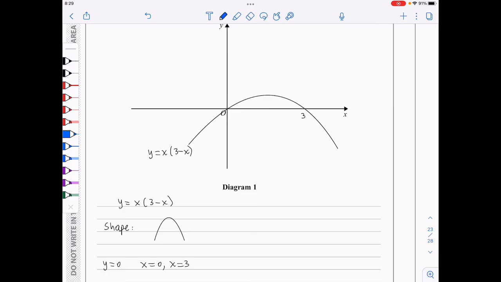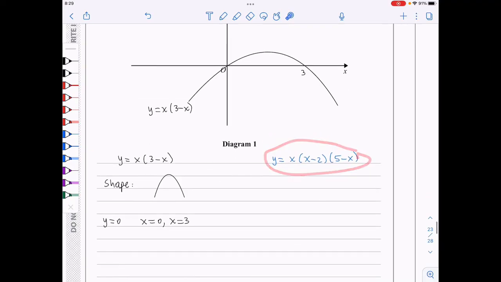On the other hand, we've got y is x(x minus 2)(5 minus x). Notice that if we expand this, it's going to be a cubic, of course, with a negative leading term. It's going to be minus x cubed. So the shape will be something like this.